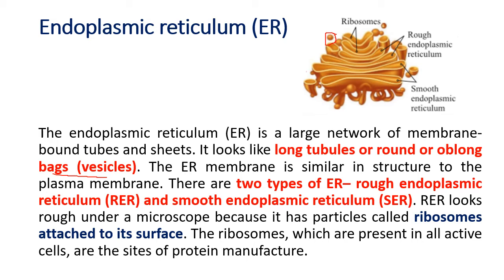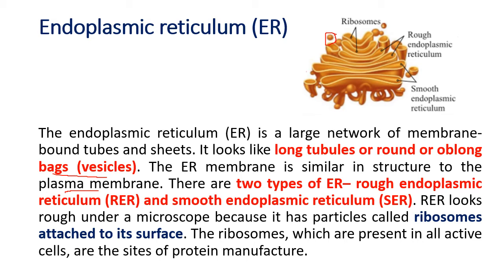Now the membrane of the endoplasmic reticulum is similar in structure to the plasma membrane. What did you see in the plasma membrane? It was made up of lipids and proteins. So this endoplasmic reticulum has long tubules and vesicles. Now there are two types of endoplasmic reticulum: rough endoplasmic reticulum, RER, and smooth endoplasmic reticulum, SER.